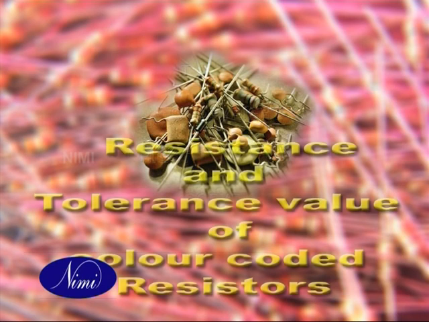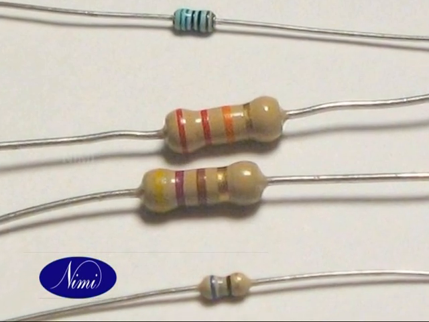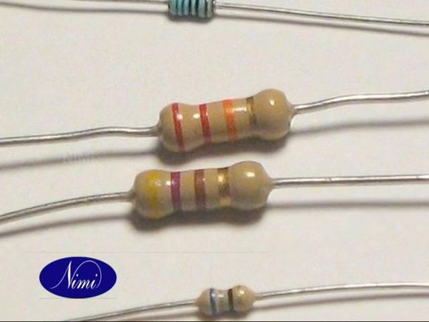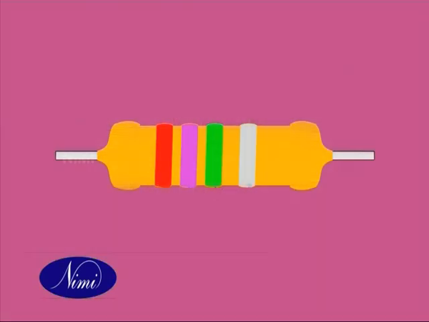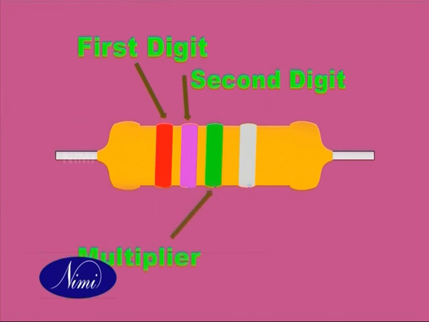Commercially, the value of resistance and tolerance value are marked on the resistors by color codes or letter and digit codes. There are 4 bands of color. The first band shall be the one nearest to one end of the component. The first 2 color bands indicate the first 2 digits in the numeric value of resistance. The third band is the multiplier. The fourth is the tolerance value.